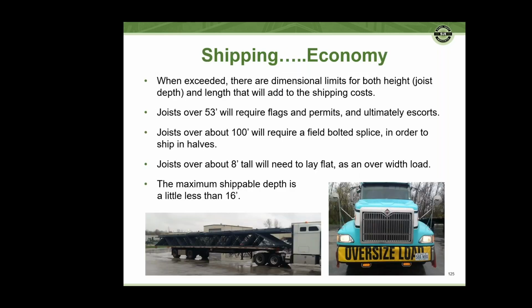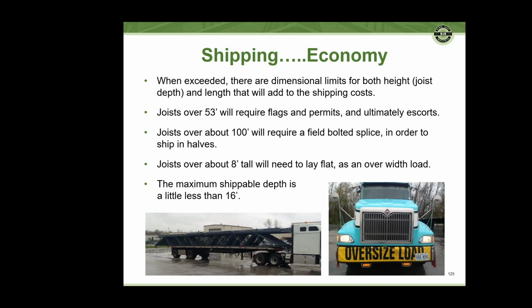A few notes about economy related to shipping. When exceeded, there are dimensional limits for both the height of the joist or the joist depth and the length that will add to shipping costs. A few quick rules of thumb are that joists over 53 foot will start to require flags and permits, and ultimately, if the span's long enough, escort cars. Joists over about 100 feet will require a field bolted splice in order to ship in halves.